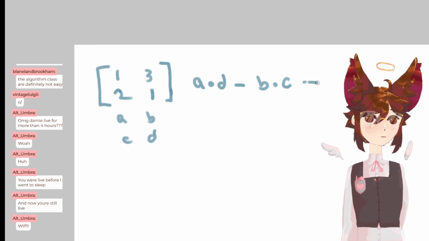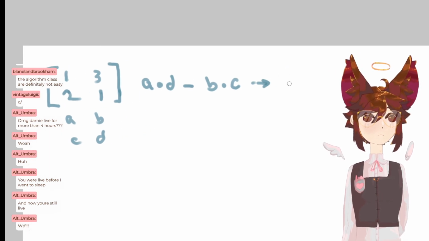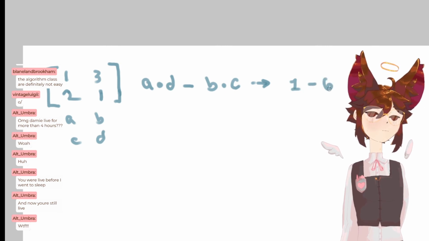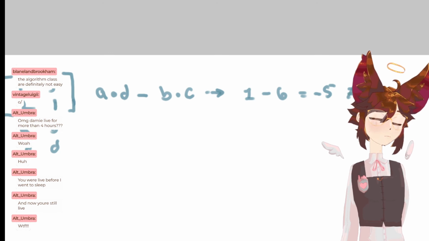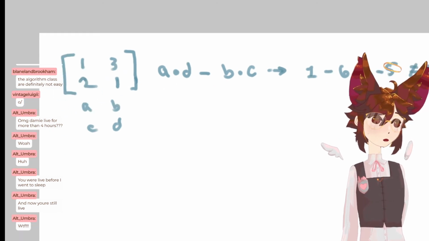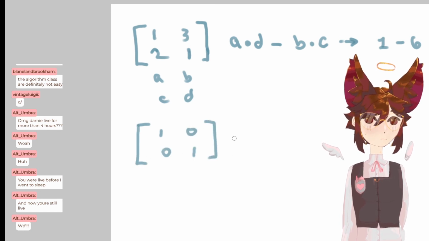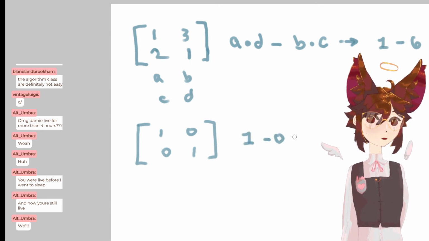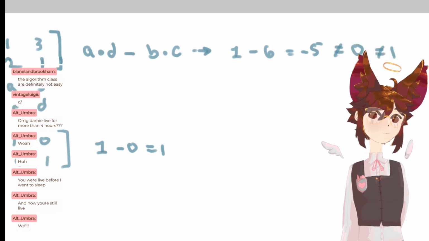So in this case, the determinant is 1 times 1 minus 6 equals -5. Now that does not equal 0. So let's see, if we took the linearly independent version of this, this would be 1 minus 0 equals 1. It doesn't equal 0.